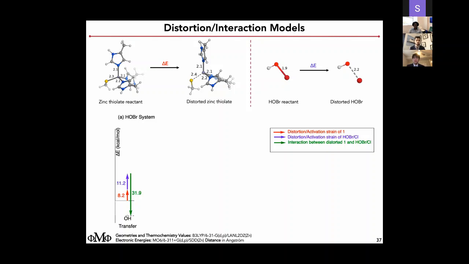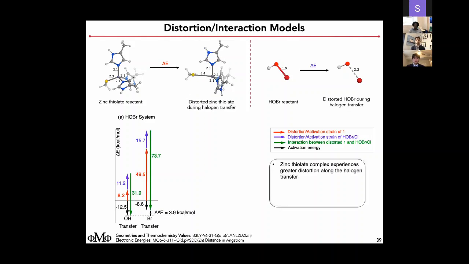It reduces the overall energy and the activation energy needed. The sum of the distortion energy and that of the interaction energy are known as our general activation energy to reach this complex. So here I've shown the general distortion interaction model for that of the OH transfer. We can do the same thing for the Br transfer in that of our halogen transfer system.